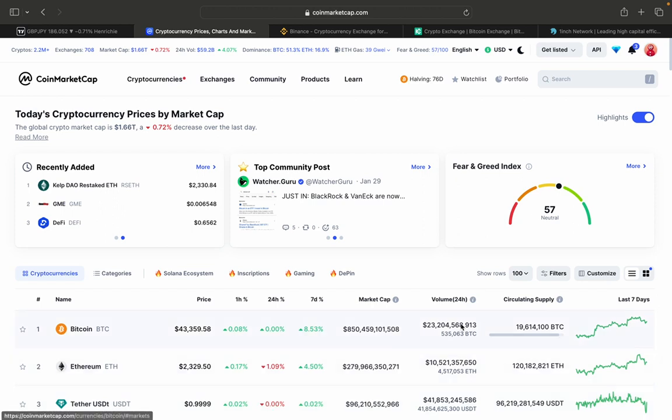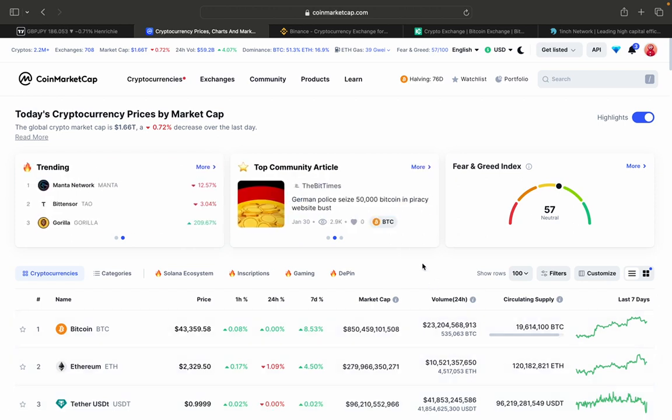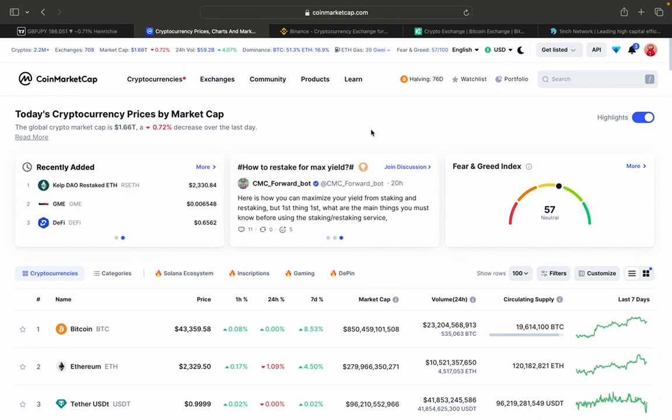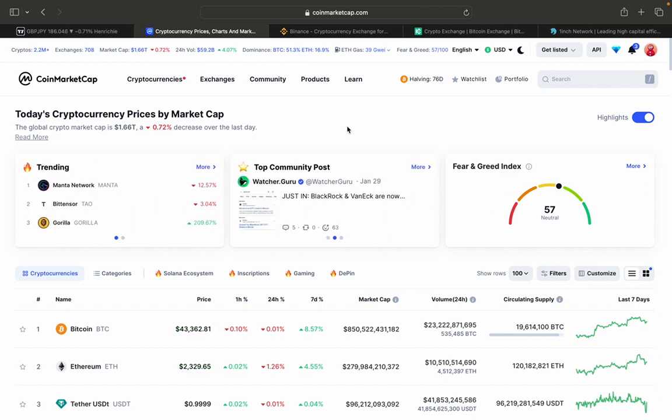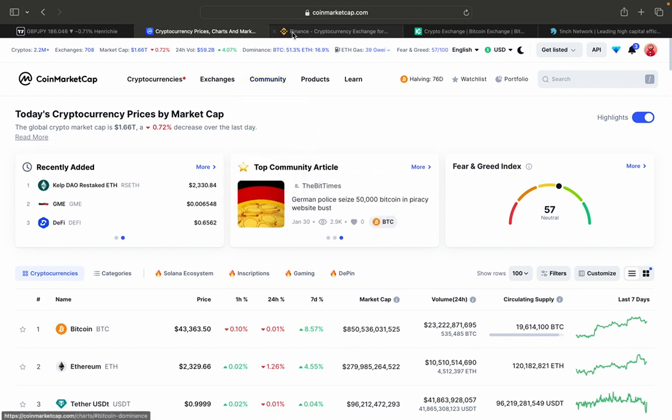So, in today's course, it's going to be all about cryptocurrency, and I'm going to start with talking about the tools that we're going to be using for this course. These tools are what we're going to be using both for crypto trading and also crypto investing as well. And the first one is CoinMarketCap.